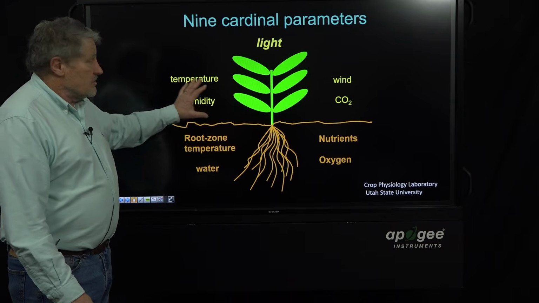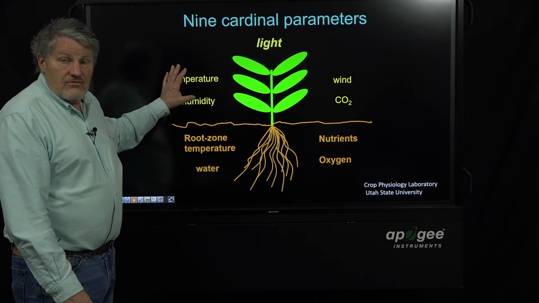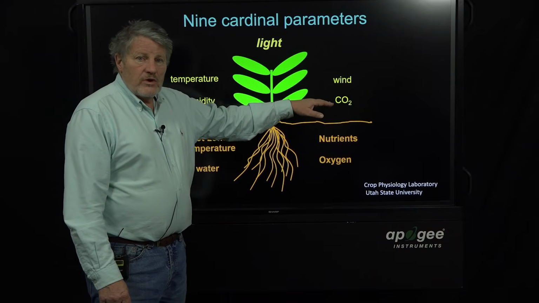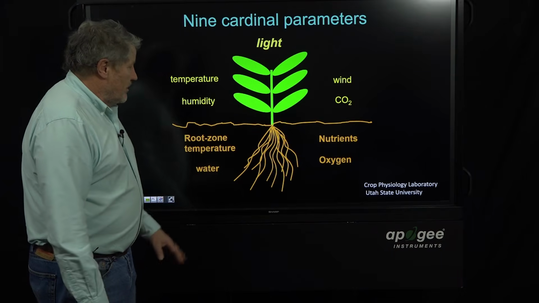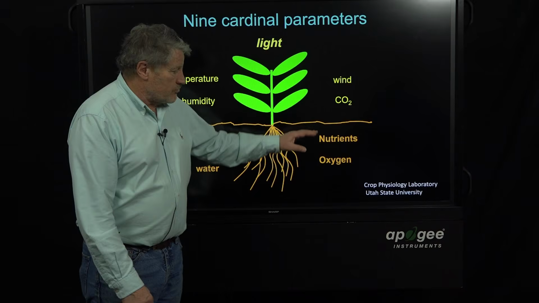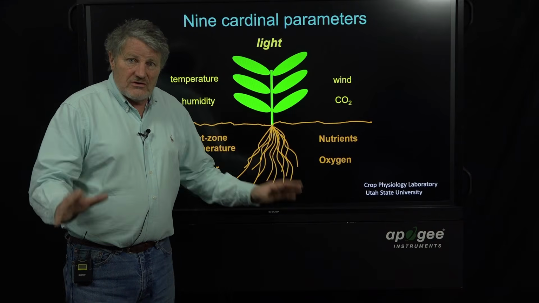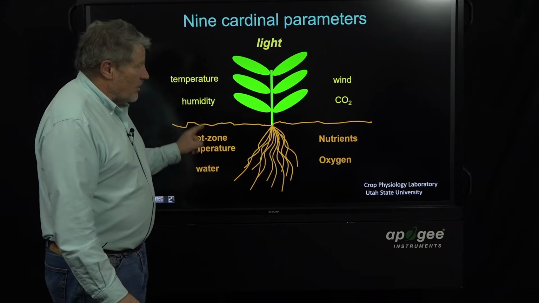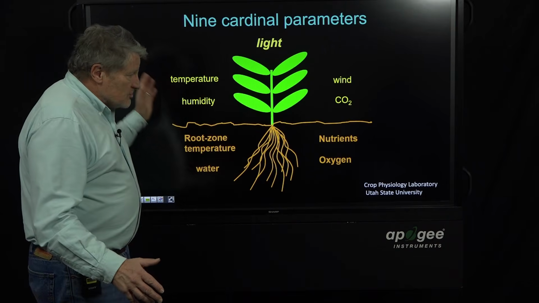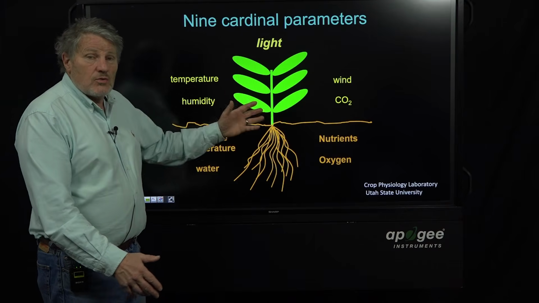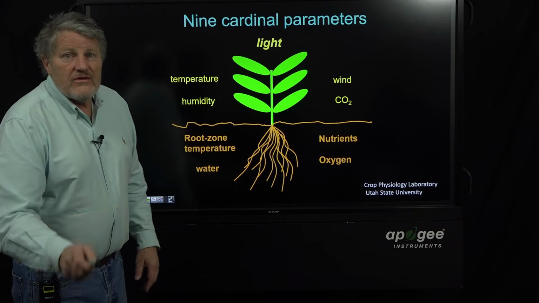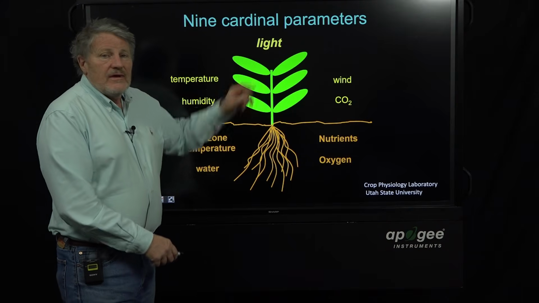4 of the parameters are in the foliar environment: temperature, humidity, air velocity or wind, and carbon dioxide. 4 are in the root zone environment. We have temperature down there, amount of water, nutrients, and oxygen. We teach whole classes on each one of these parameters, and we may do a series on cannabis on each one of these parameters, but today we're going to focus on the one that is absolutely critical, and that's light.